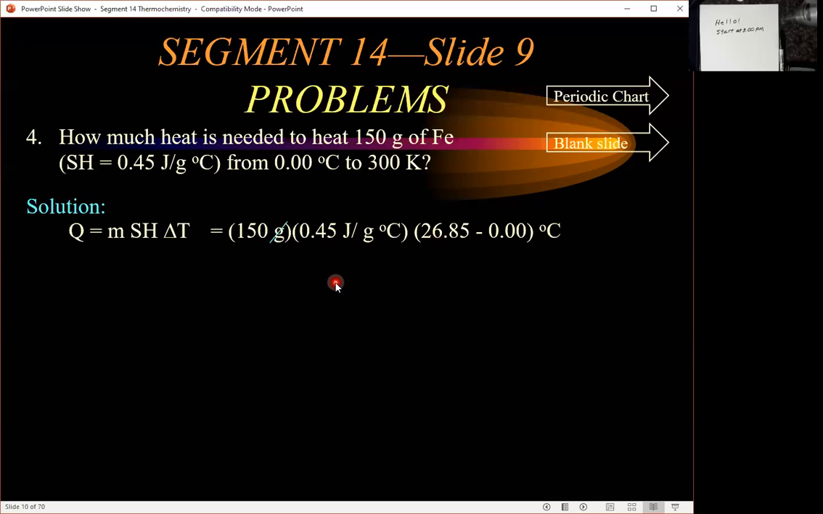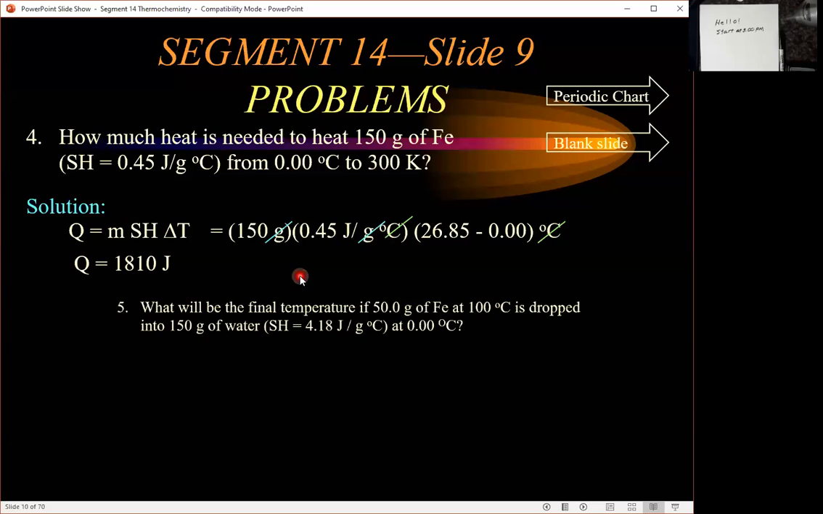Now my numbers are all good. I can do my math. Units are good. I'll come out with 1810 joules. Now, again, does that sign make sense? Hey, you're going to go from 0 up to 26.85. I think you're going to have to put heat in. That's positive.